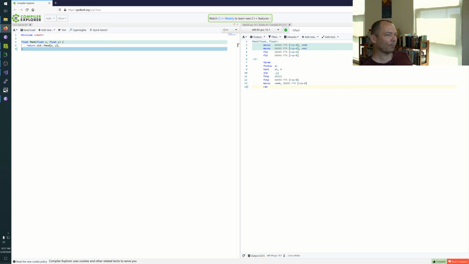I just don't remember how many cycles these instructions take.